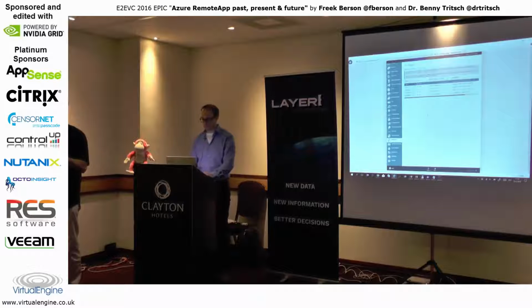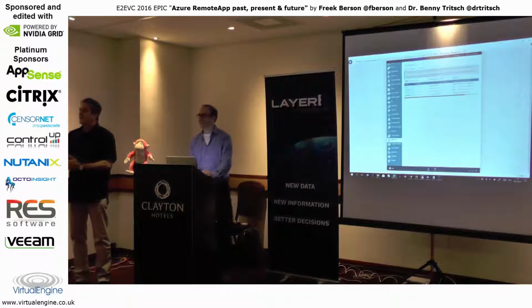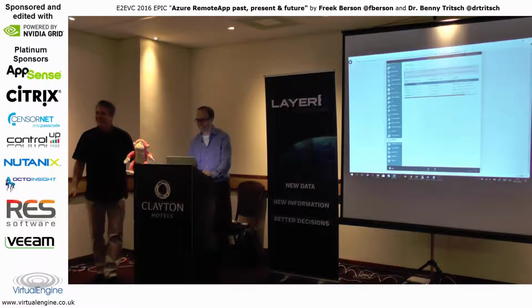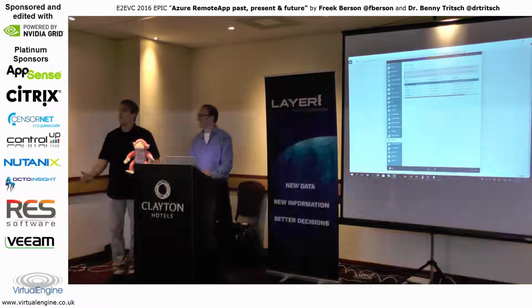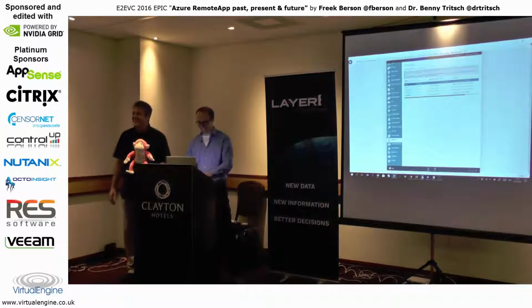And we had long conversations with them about log-on storms. The people at Microsoft who develop Azure RemoteApp are developers. They are not IT pros. And so we had to educate them about the concept of log-on storms. Did you succeed in that? Well, partially. They are willing to understand, which is good. That counts as a success.